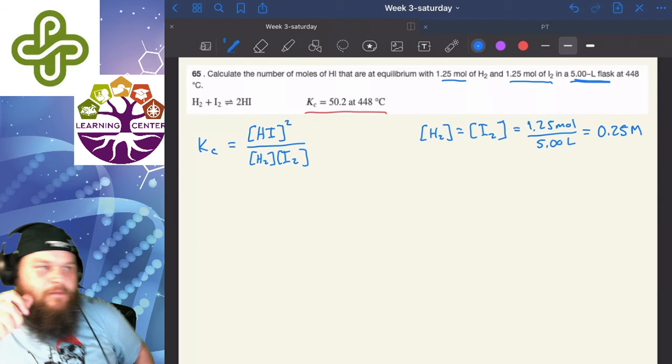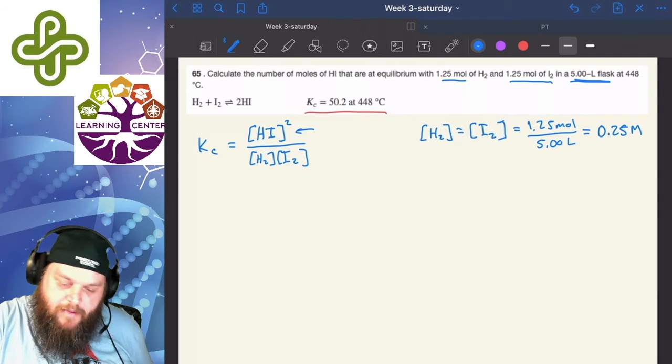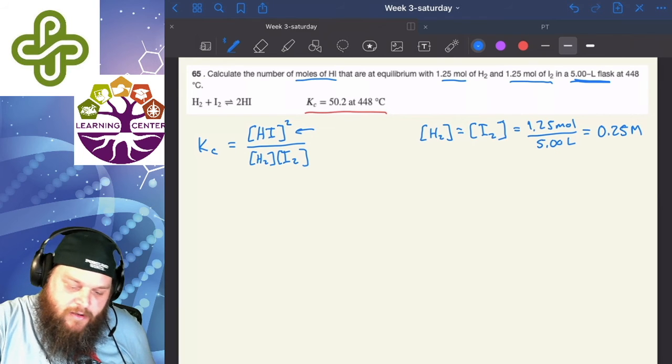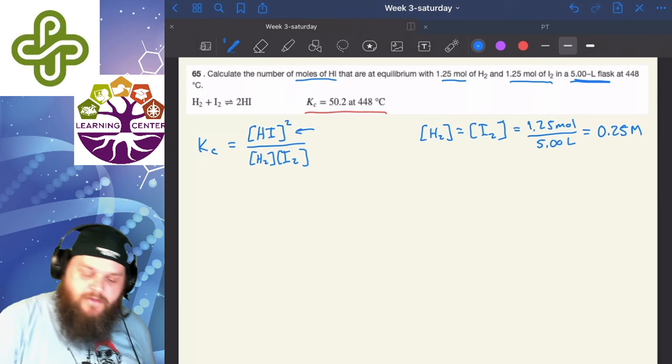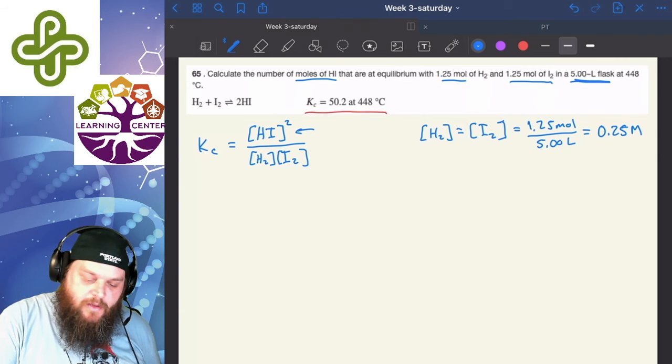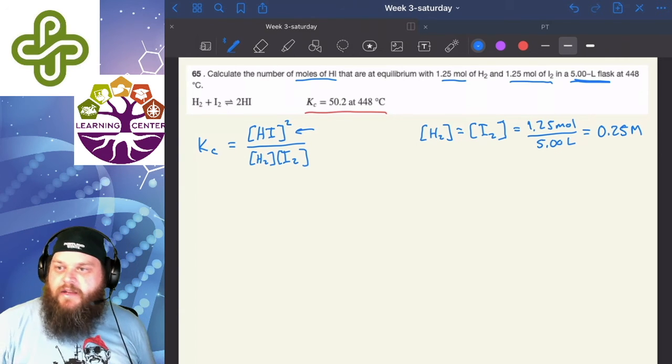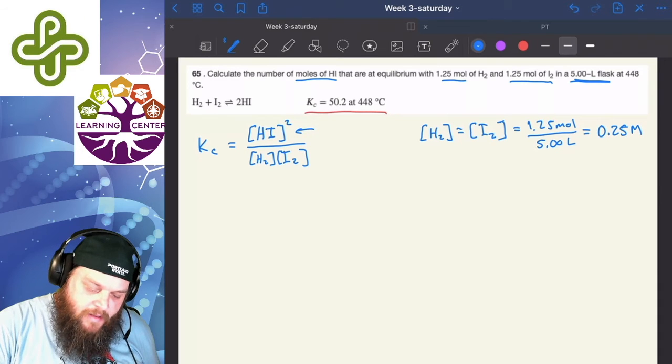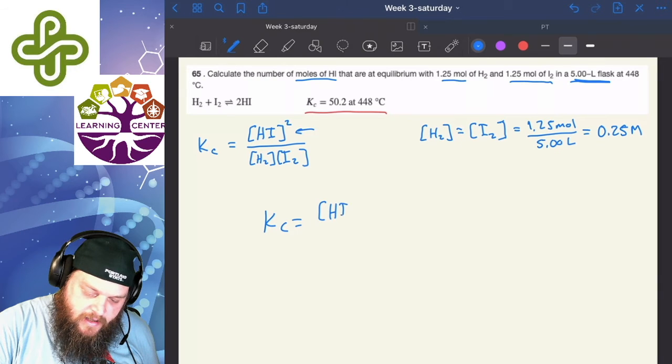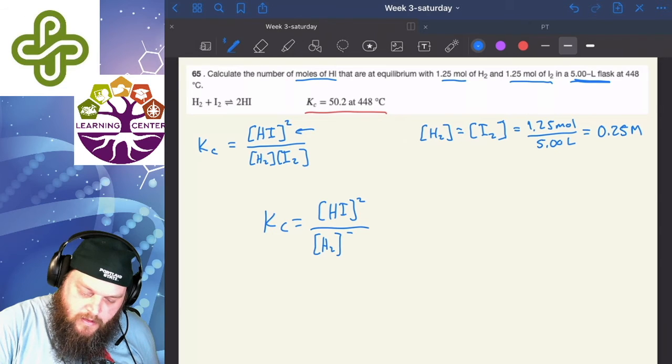Because what we need to do is solve for this concentration up at the top, right? And using that, we can then determine the number of moles. So we can rearrange this equilibrium constant equation to solve for that HI. So if I do a little bit of math, I'm going to rewrite this first. It's equal to concentration of HI squared divided by the concentration of H2 times the concentration of I2. I'm going to multiply each side by those concentrations on the denominator.